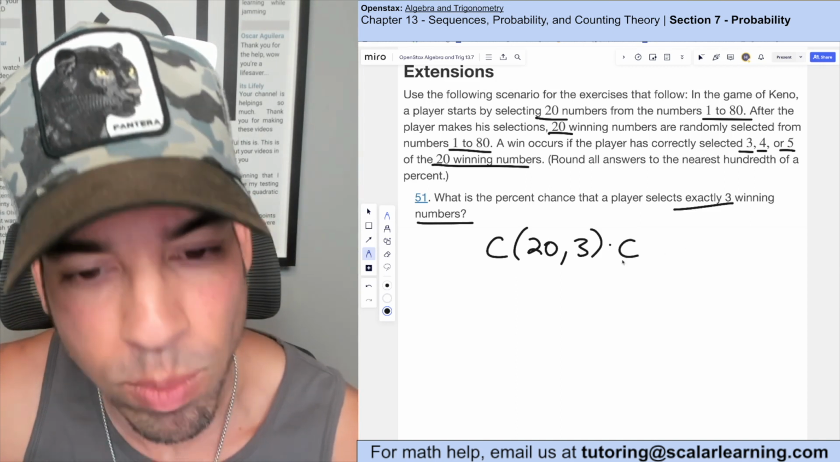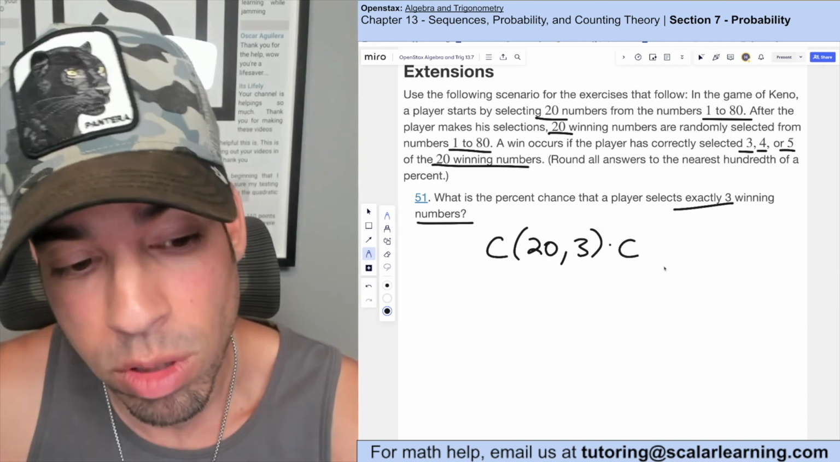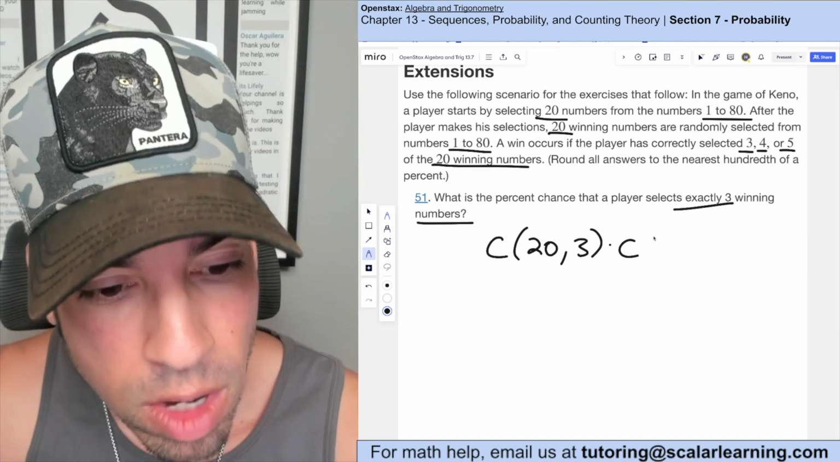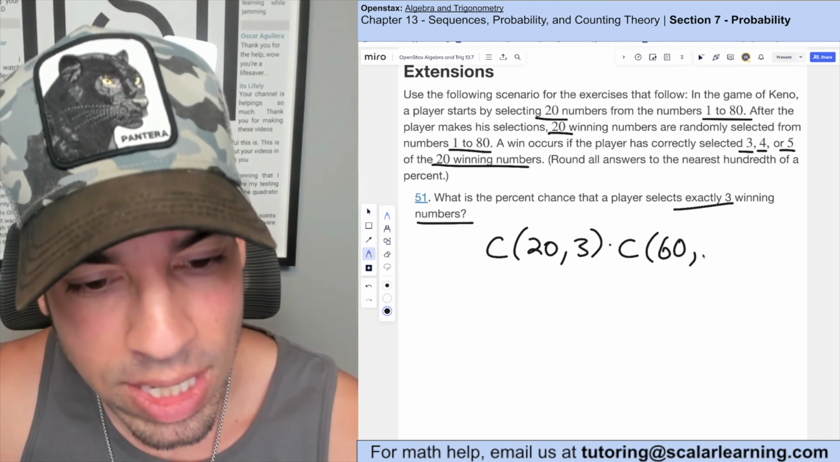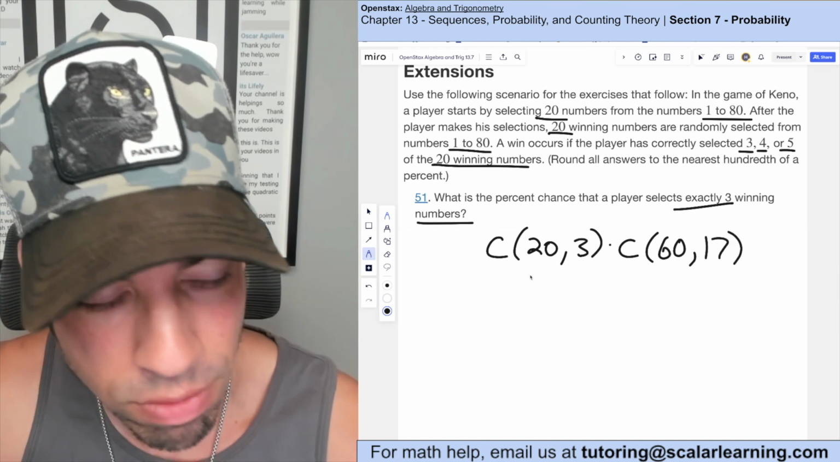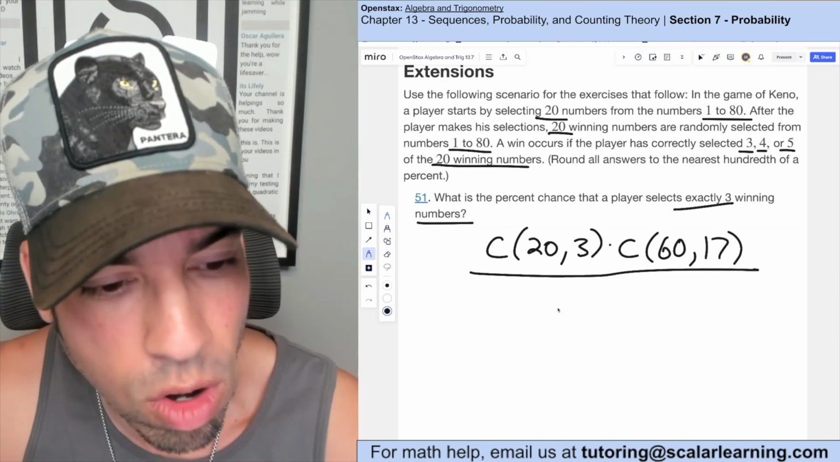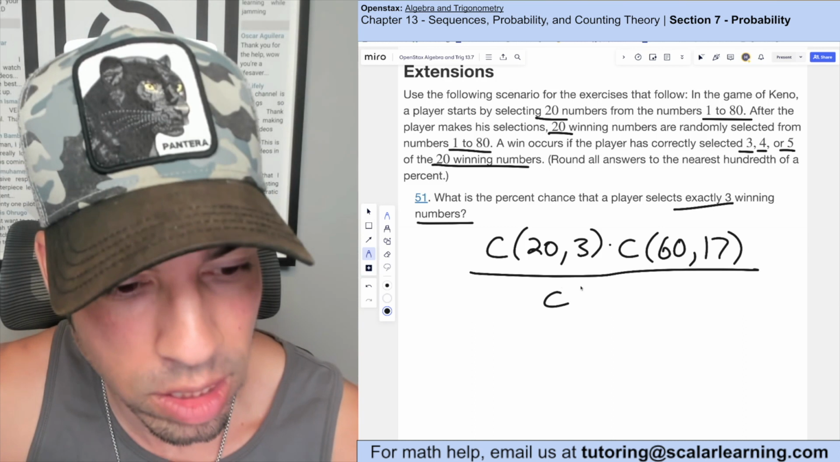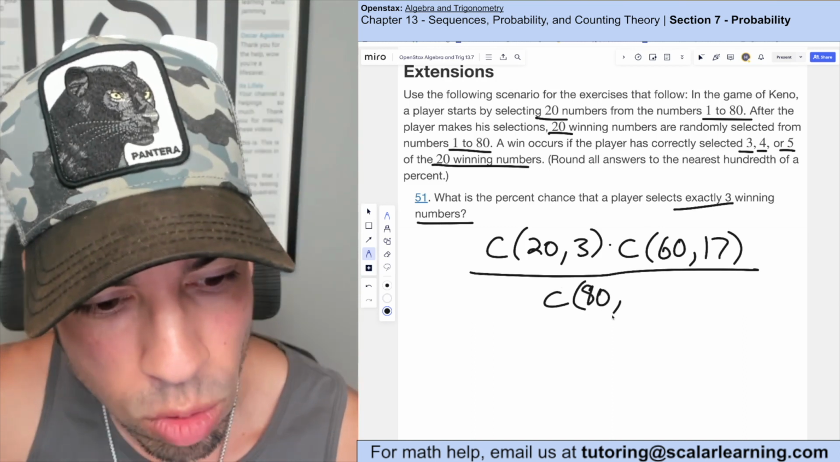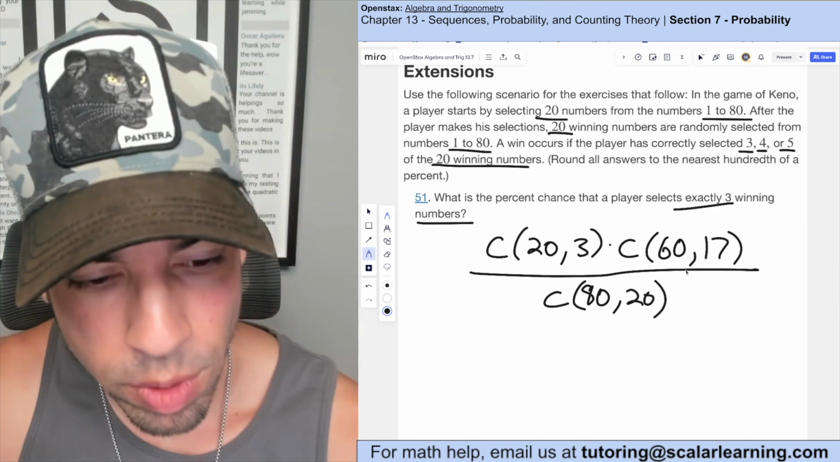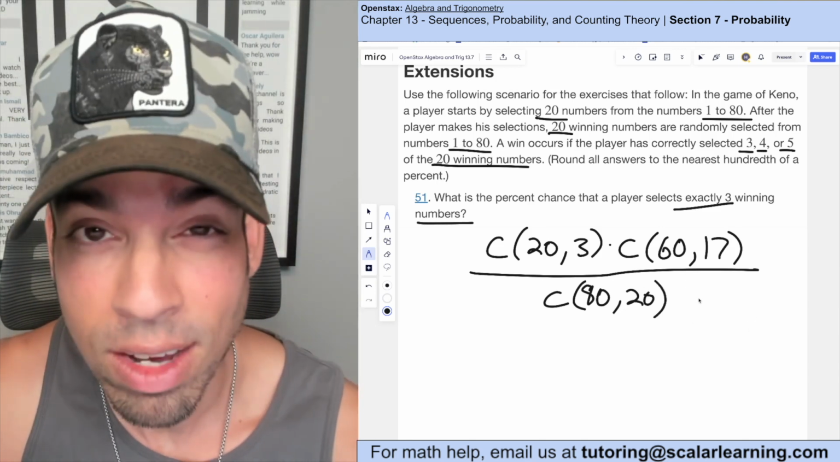We have to multiply that. We have to assume we want exactly 3. The remaining 17 have to be wrong. So how many wrong numbers do we have to choose from? We have 60, and we need to get the remaining 17 from those incorrect ones. And then we divide this all by what we're choosing in total, right? So we are taking 80 numbers total and choosing 20. Once we evaluate this, we'll get our answer. Let's do that now in Desmos.